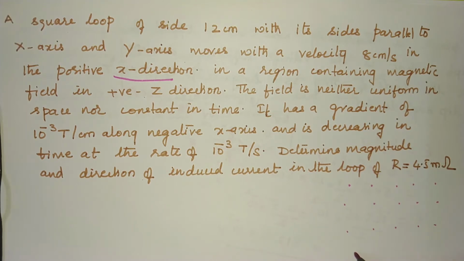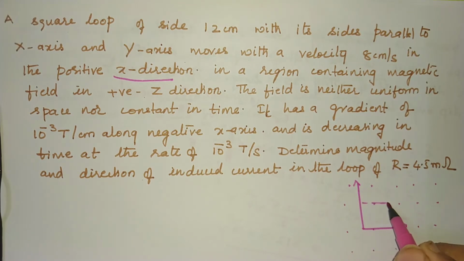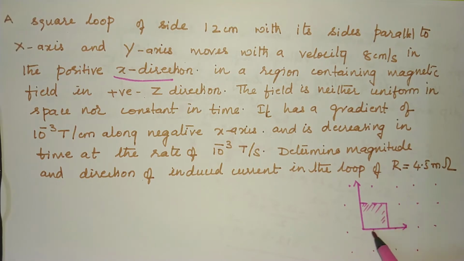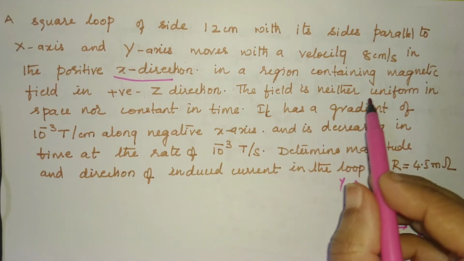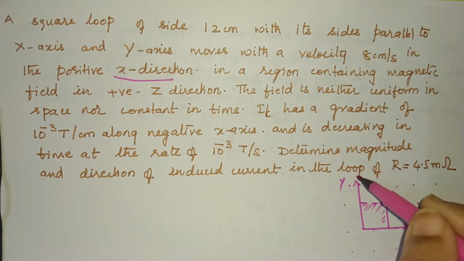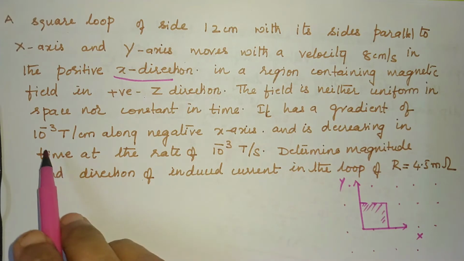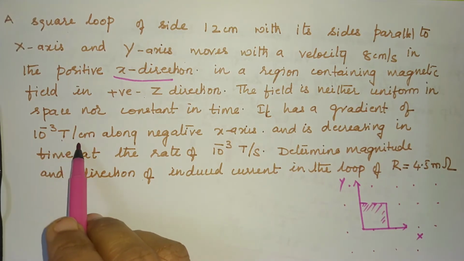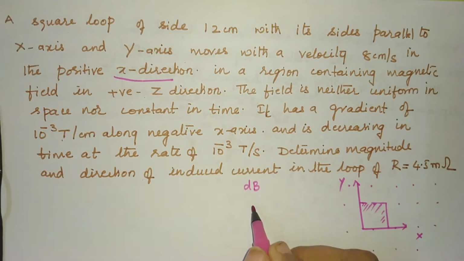Okay, I'm just showing you the diagram. There is a magnetic field directed outward, and this is your square loop whose axes are coinciding with x and y direction. And then the field is neither uniform in space nor in time. That means the field is changing with time as well as it is changing with distance. It has a gradient of 10 to the power minus 3 Tesla per centimeter. That means dB by dx along negative x-axis.